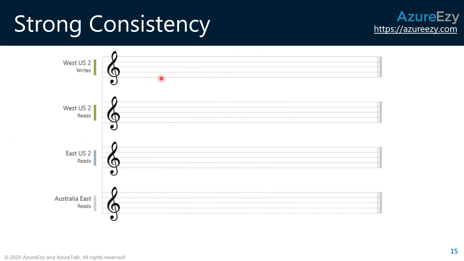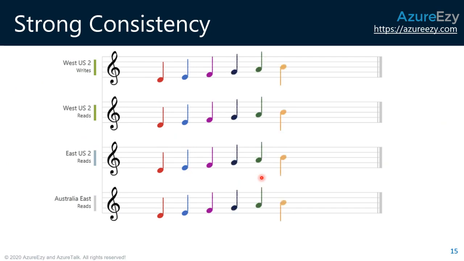Follow the color coding: red, red, red, blue, blue, blue. It's a representation of the consistency through these musical notes. I call it magical notes, but it doesn't matter what we call it, we need to understand the concept.